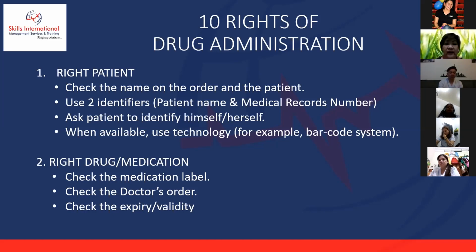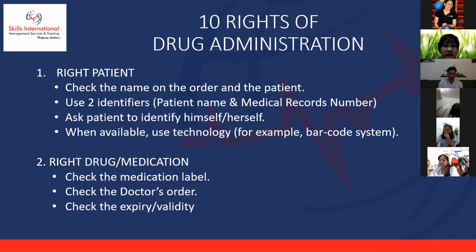So with the doctor's order, you will be able to check all the details. The drug that is ordered by the doctor, how much is the dosage, everything will be there in the drug prescription or drug order. So check the expiry and validity of that medicine. When checking the right drug, you have to check the expiry of that drug. You check whether that expiry is already 1 month ago or 3 months ago. So dispose it. You don't ever give it to the patient.